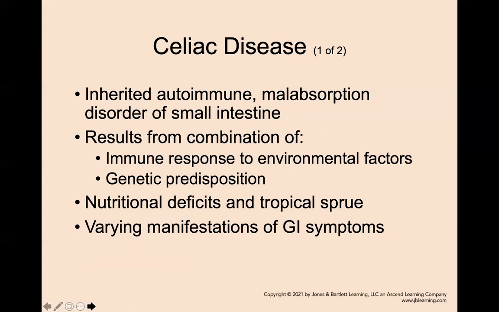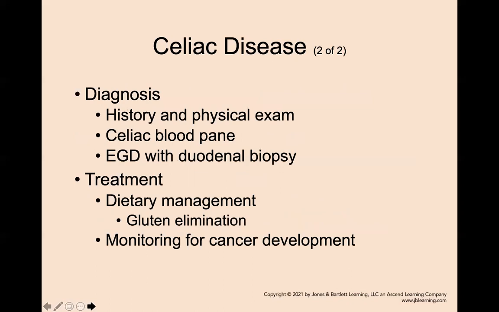Celiac disease is an inherited autoimmune disorder, which is malabsorption of the small intestine. It results from a combination of immune response to environmental factors and genetic predisposition. It can result in nutritional deficits, and the symptoms vary and are typical to all of the GI disorder manifestations. Diagnosis is made by a history and physical exam, a celiac blood panel, and an EGD with biopsy. Treatment includes elimination of gluten and monitoring closely for cancer development, as it can predispose you to stomach cancer.